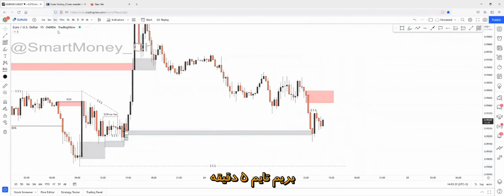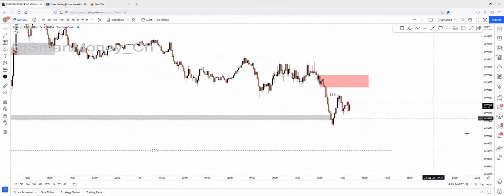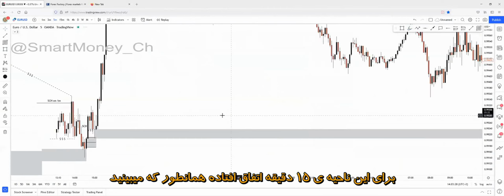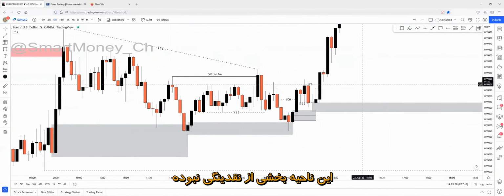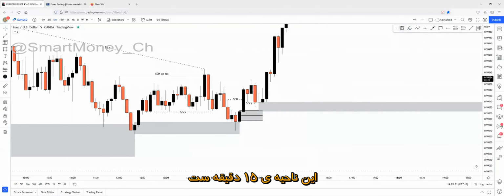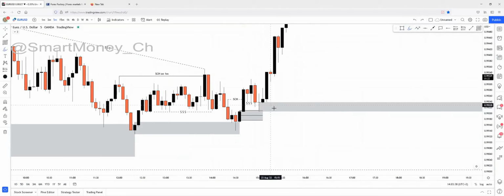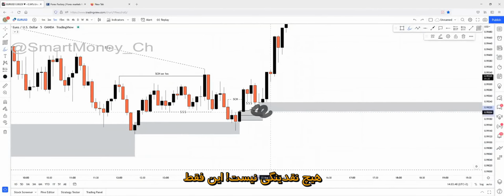Switching to the 5-minute. On the 5-minute, there was a clean break of this 15-minute zone. And as you can see, this zone wasn't part of the liquidity. This was that 15-minute zone right here, which is not part of the liquidity. There's no liquidity. This is just a simple bottom.